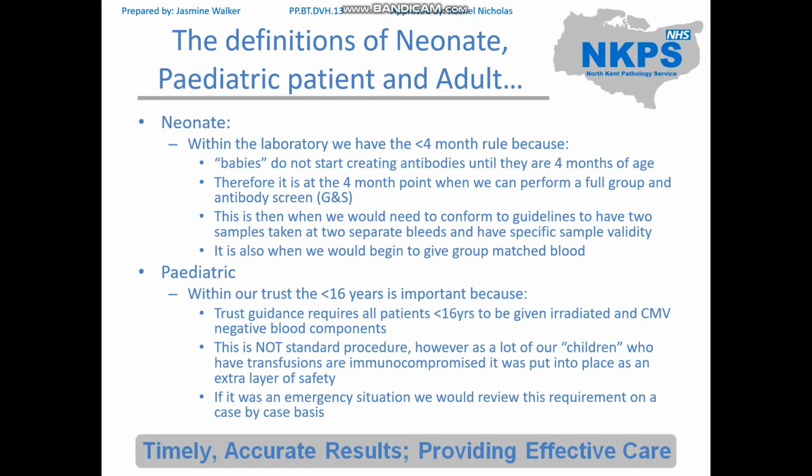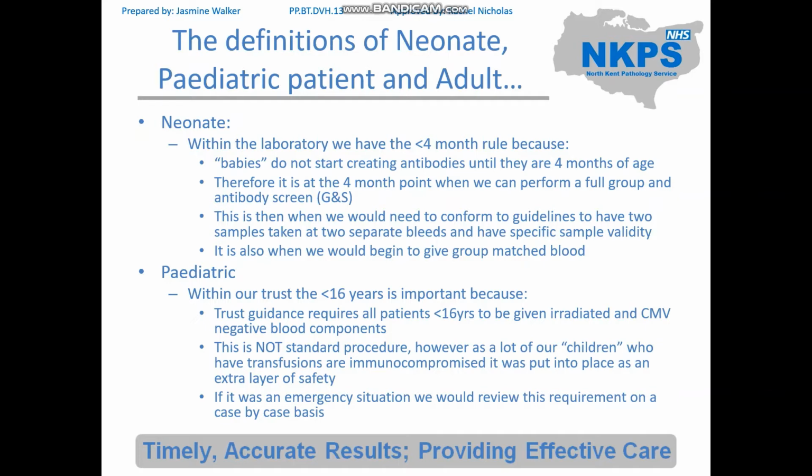Therefore, it's at the 4-month point when we can perform a full group and antibody screen, because a full group will look at the forward group, which is looking at the patient's antigens, and a reverse group, which is looking at their antibodies. So there's no point in us doing that when they're less than 4 months and don't create any antibodies. Because of this, we would then conform to guidelines to have 2 samples taken at 2 separate times, and we would give the patient group specific blood.